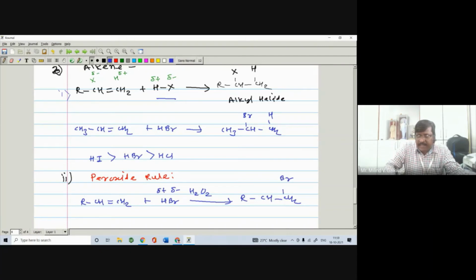So Br will attack here and this H will attack here. So you are getting 1-bromoalkane as the major compound. So here is the major compound. It is called the peroxide rule or anti-Markovnikov addition rule. Right. So these are the preparations of alkyl halide starting from the corresponding alkene. So you have seen the preparation starting from alcohol and the preparation starting from alkene.